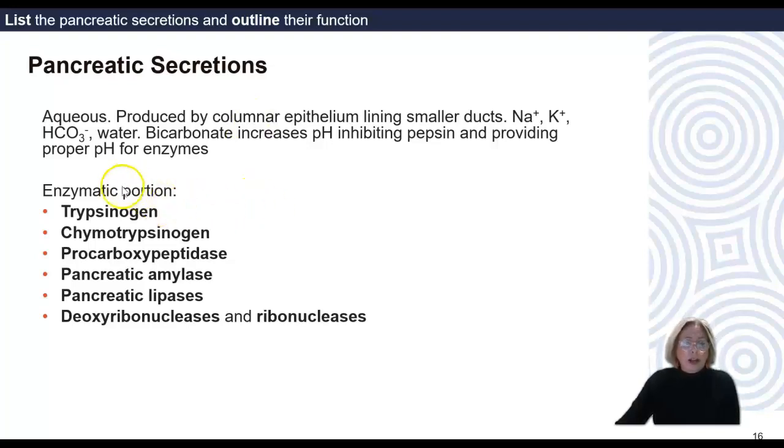The enzymatic portion then has lots of different things in there, as you can see, and a lot of them have either ogen at the end of them or pro at the beginning. And that means they're in an inactive form of a particular substance. So we have trypsinogen, chymotrypsinogen, procarboxypeptidase, pancreatic amylase, the pancreatic lipases, and also these other enzymes called deoxyribonucleases and ribonucleases. So you can see that these are either straightforward enzymes or they are precursors or inactive forms of particular enzymes.